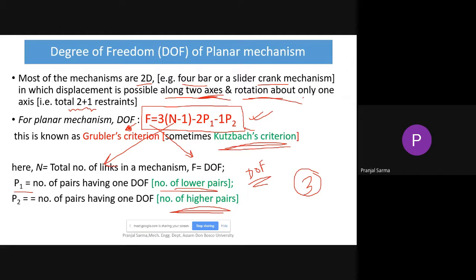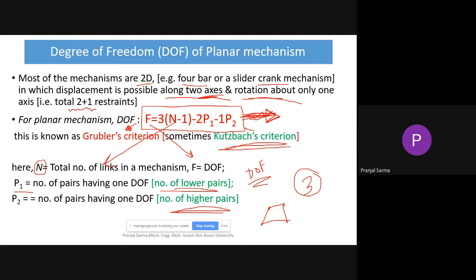This particular equation we are going to use. For using this equation to find out the degree of freedom, what is required? You should first be able to find out properly the total number of links that is there in the mechanism. That means whatever link numbering, 1, 2, 3, 4, we have done by this time, that is going to be very useful. You should be able to identify them.